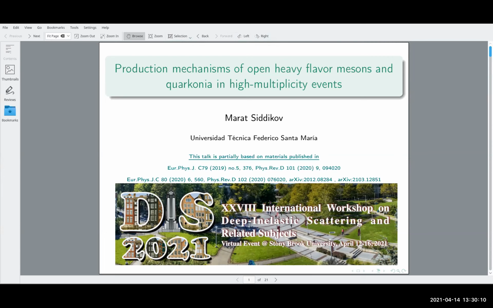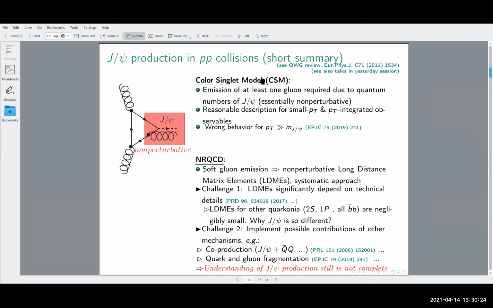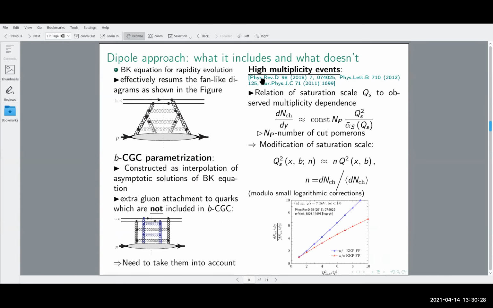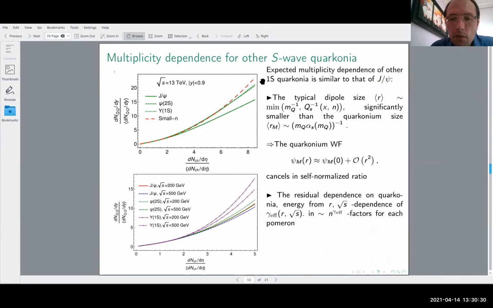I think I was just going to make a comment that I really enjoyed the talk, and I look forward to seeing data, I guess, from LHCb, which would investigate these higher P-state quarkonia production as a function of multiplicity. I think that'd be really interesting to see. Thank you. Yes, indeed, it would be interesting if LHCb or some other collaboration will measure multiplicity dependence, just to see if these predictions are correct or not.